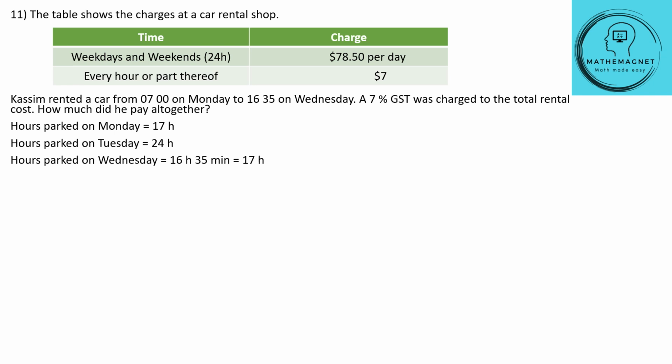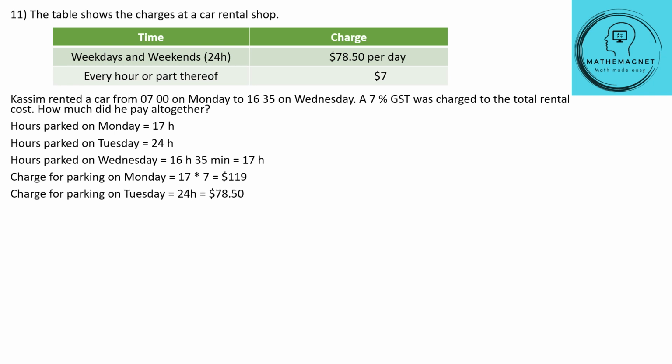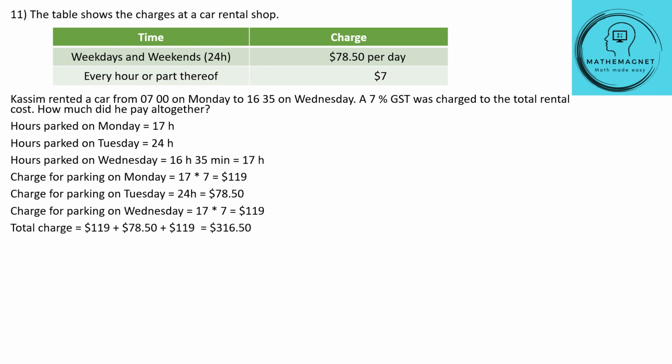So now let's see the cost involved on each day. The charge for parking on Monday will be for 17 hours into $7, which will be $119. On Tuesday it is 24 hours, so it will be $78.50. And on Wednesday he is again parked for 17 hours, so 17 into 7 will be $119. So totally he will be charged $316.5 when we add all the 3 days cost.